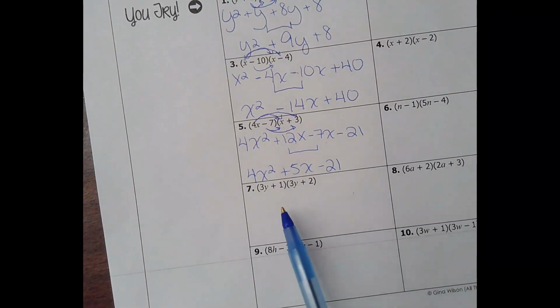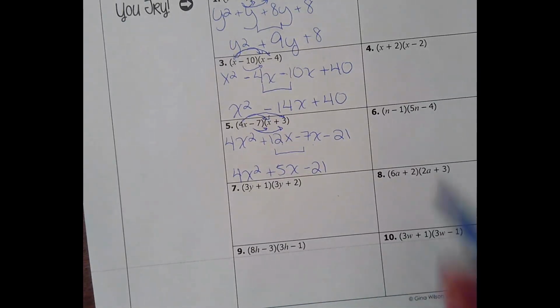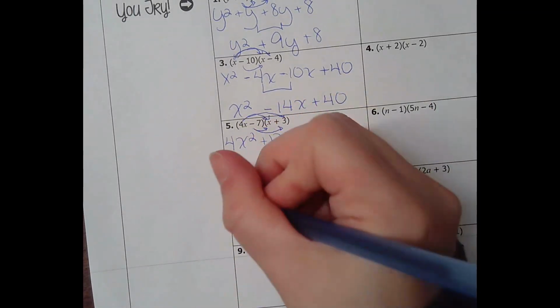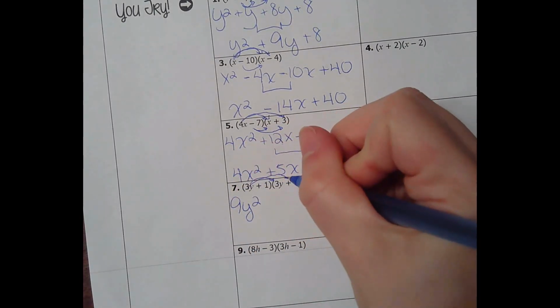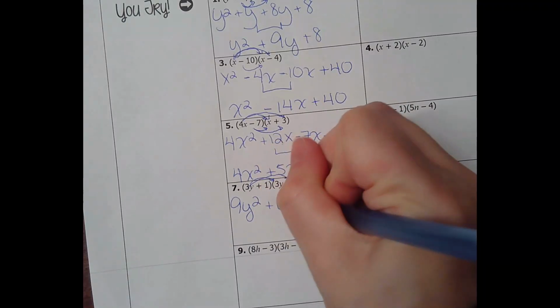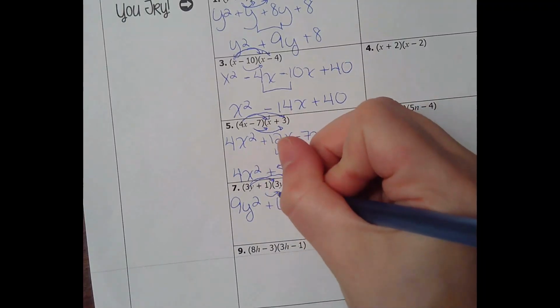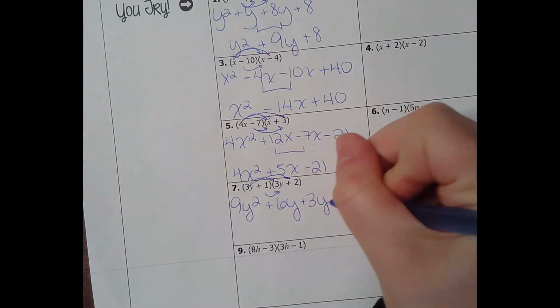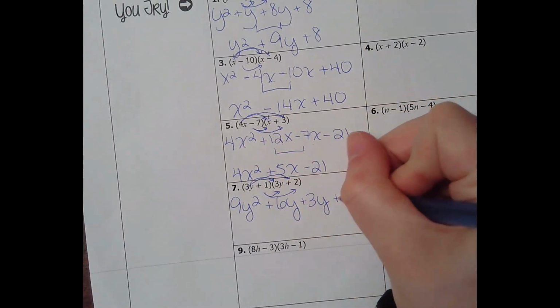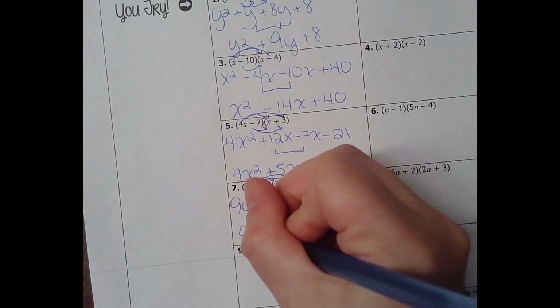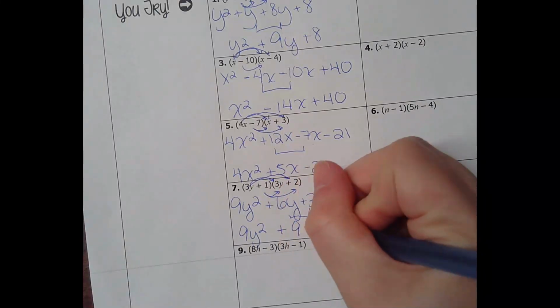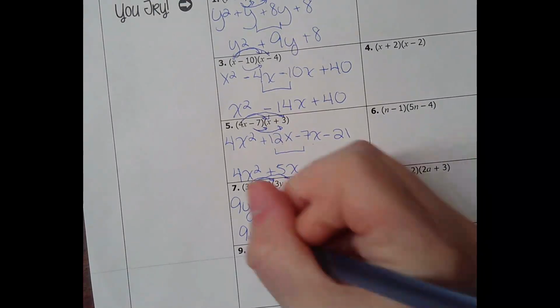Let's do number 7. We're going to do 3y times 3y, so that's 9y squared. 3y times 2 is 6y. 1 times 3y is 3y. 1 times 2 is 2. We're going to combine the two in the middle. We get 9y squared plus 9y plus 2, just like that.